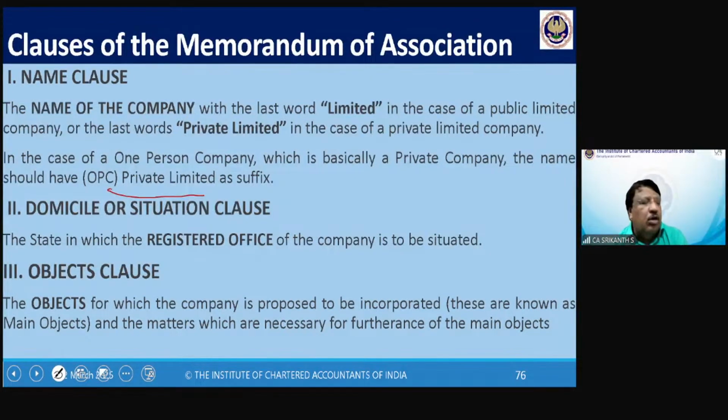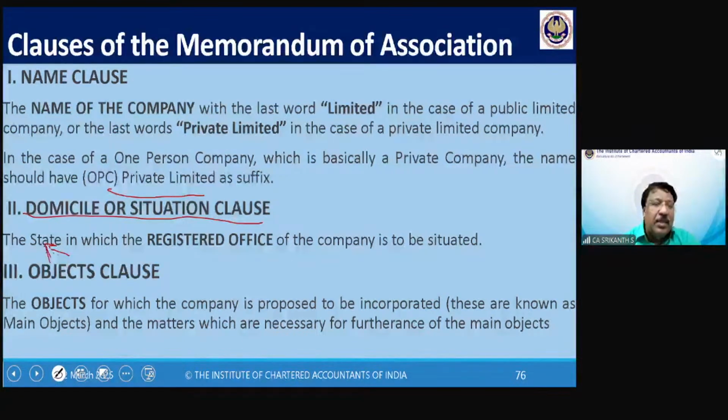The second clause is called the domicile or situation clause, right? That is where the state in which the registered office of the company is to be situated is stated. See, the domicile clause does not give the address. It is called the situation clause. It merely identifies the state in which the office is situated.